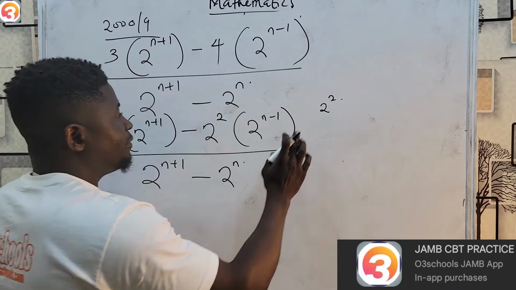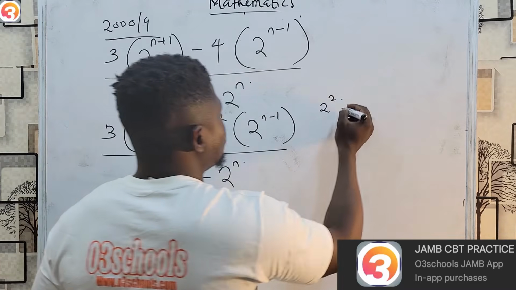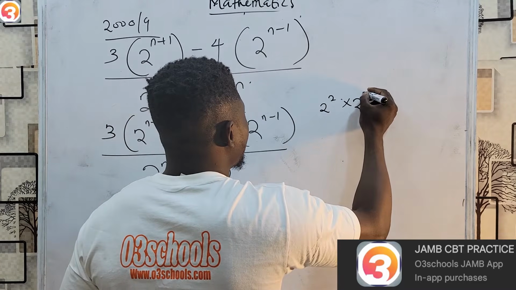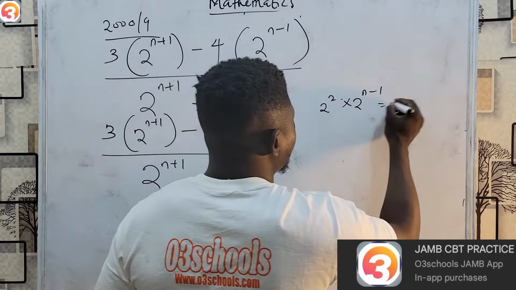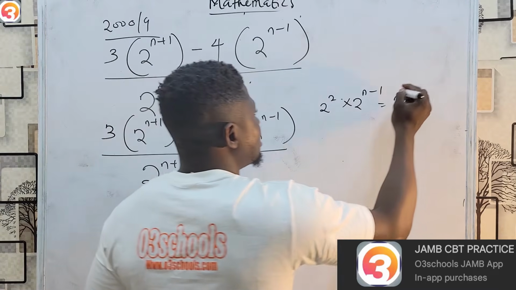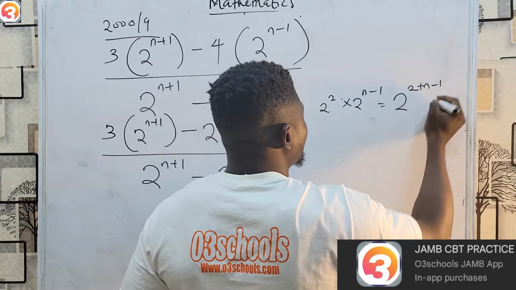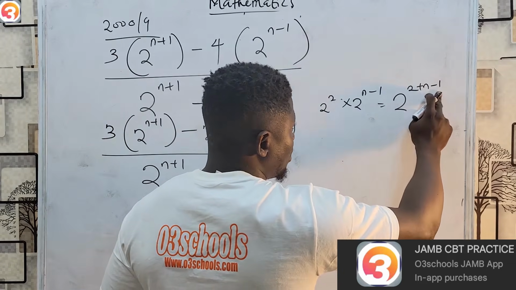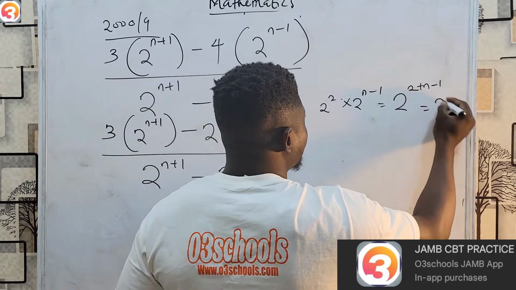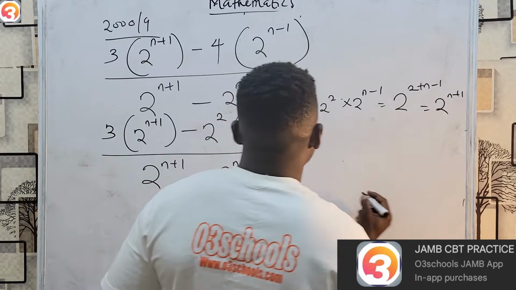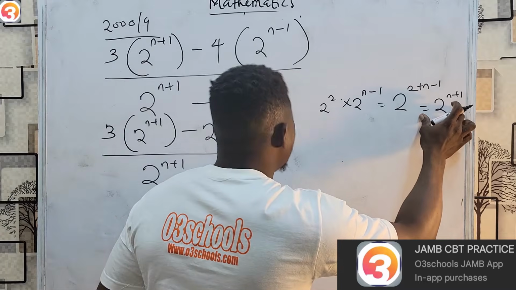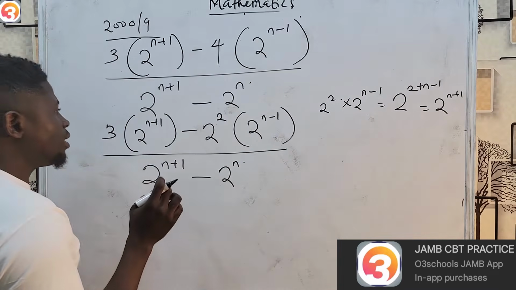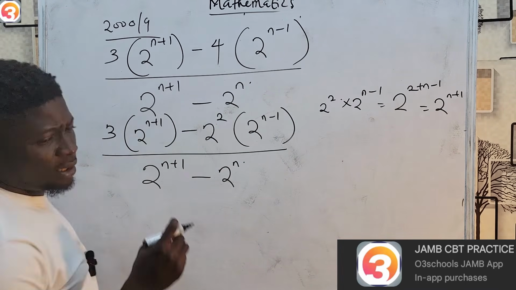Now, remember from laws of indices, that's 2 raised to the power 2 times 2 raised to the power n minus 1. We can simplify it to be equal to 2, take one of the base, then 2 plus n minus 1. 2 minus 1 is 1, then n. So what is left here is 2 raised to the power n plus 1. So this and this will give us 2 raised to the power n plus 1.